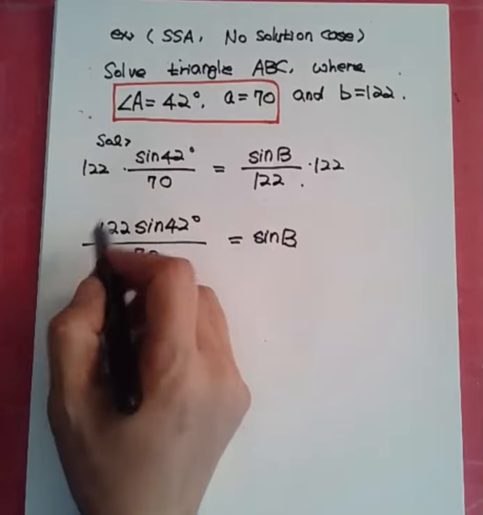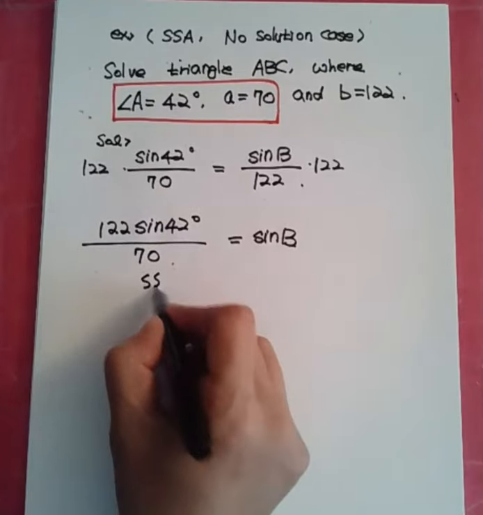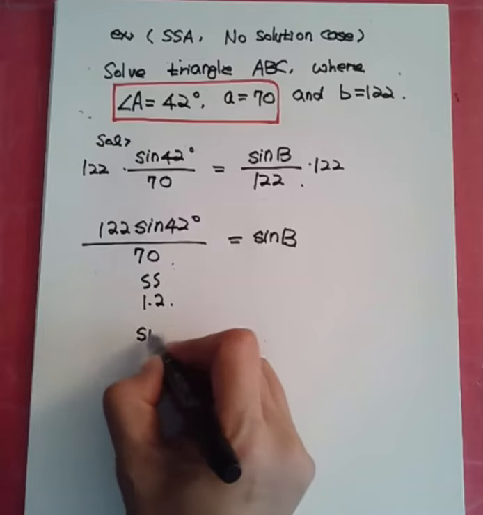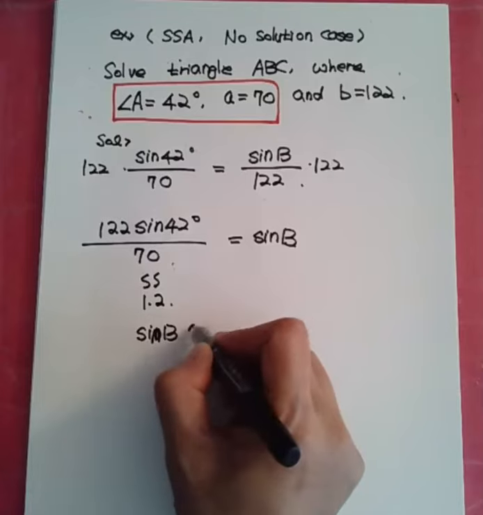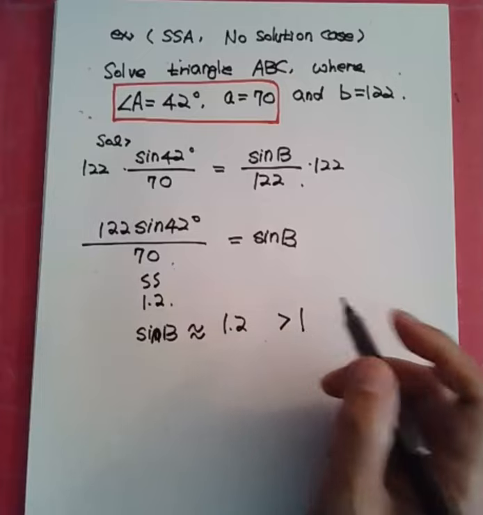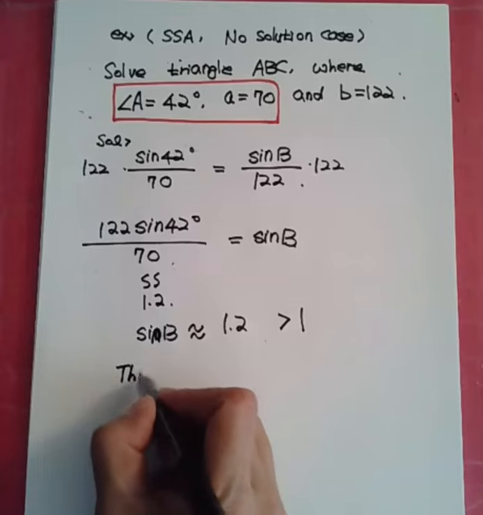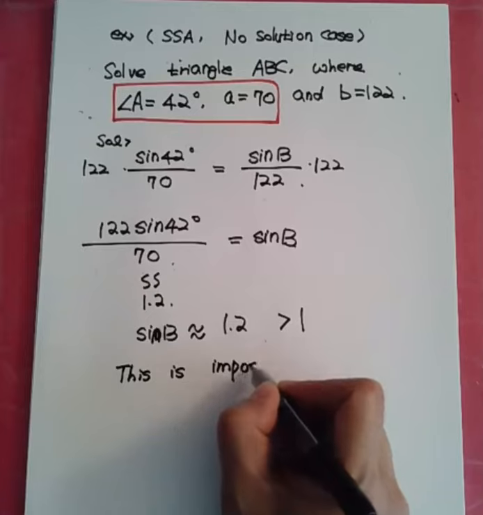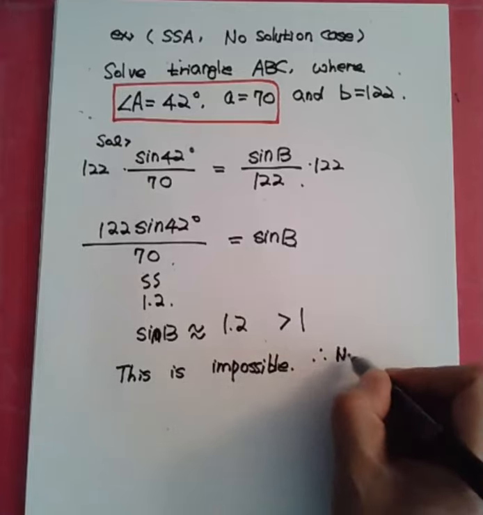If you put this fraction into the calculator, then that's approximately 1.2. So what it indicates is the sine of B is approximately 1.2, which is strictly greater than 1. So this is impossible. So there is no solution.